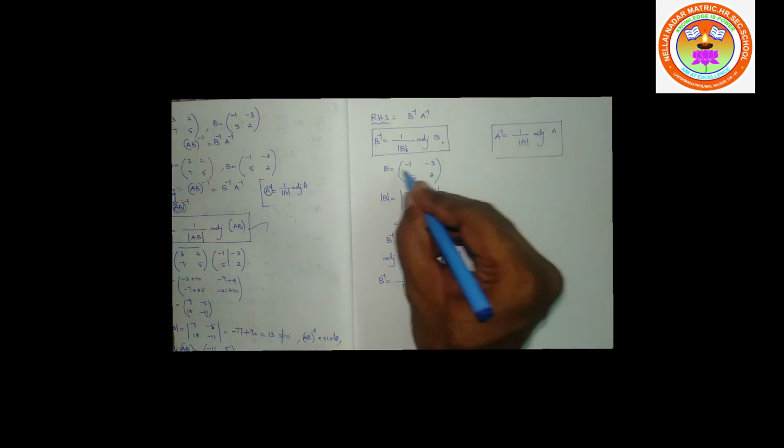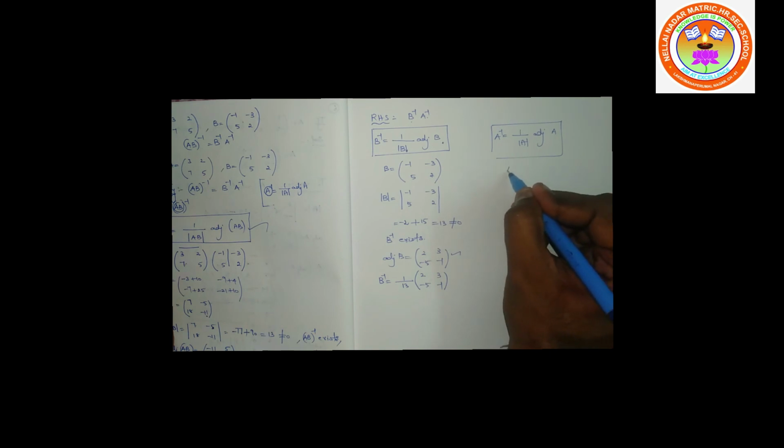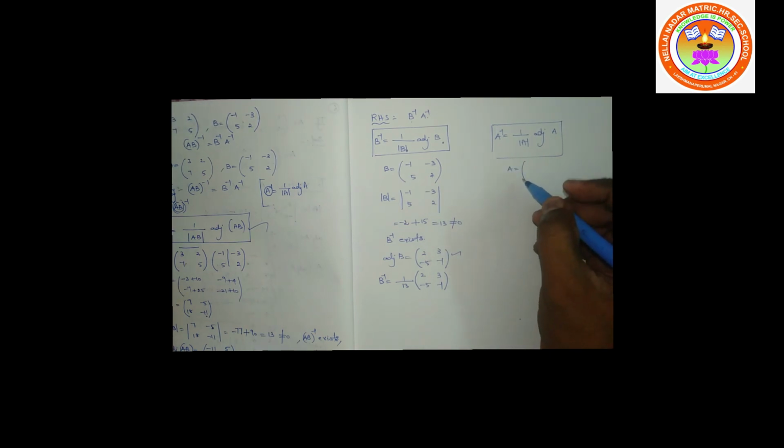A inverse, nothing but, first the A matrix. A matrix is 3 2 7 5. First I will find the determinant of A. Determinant of 3 2 7 5. 3 5s are 15, always minus. 7 2s are 14, which gives 1, which is not equal to 0. Definitely A inverse exists, since A is a non-singular matrix. Why is it non-singular? The determinant of A is not equal to 0.